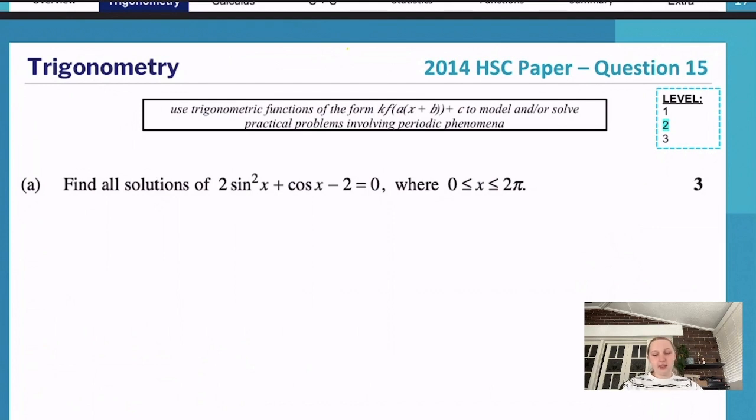And we're looking at the syllabus point: use trigonometric functions of the form k times f of ax plus b, plus c, to model and/or solve practical problems involving periodic phenomena. This question is just: find all solutions of 2 sine squared x plus cos x minus 2 equals 0, in the domain 0 ≤ x ≤ 2 pi. So I'm just going to give you all 20 seconds to think about this.